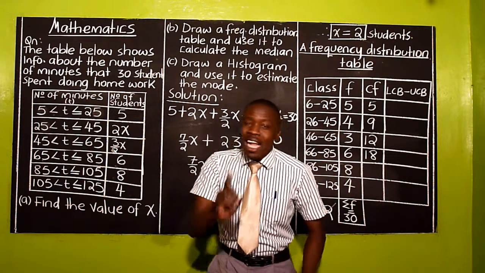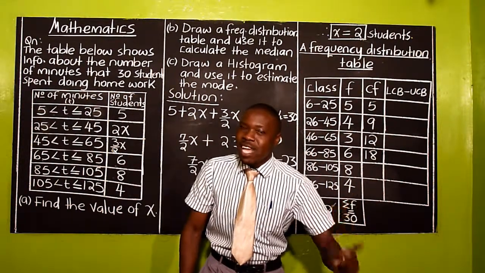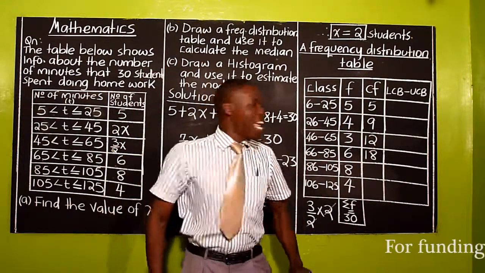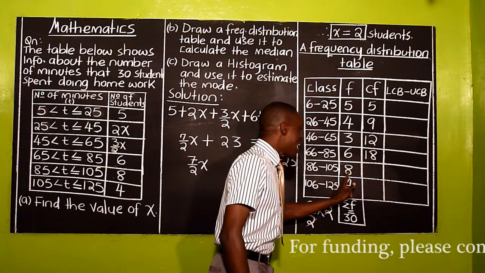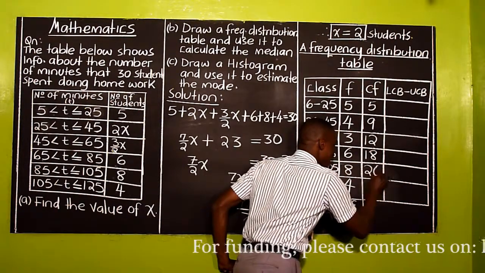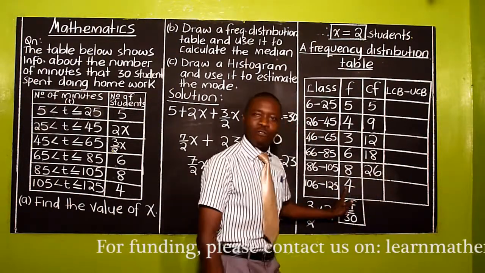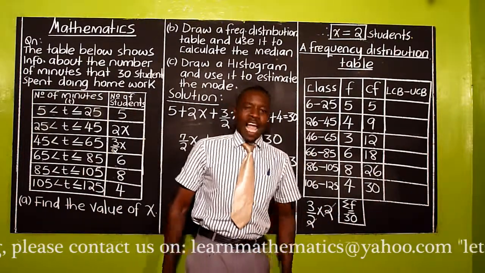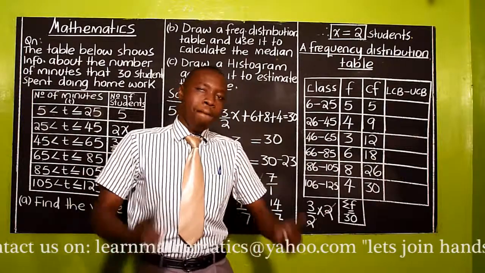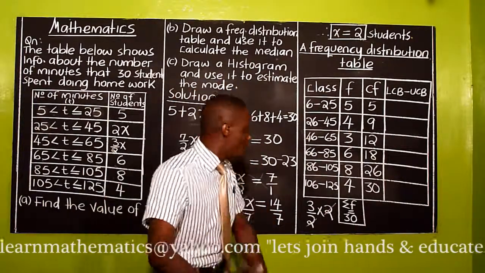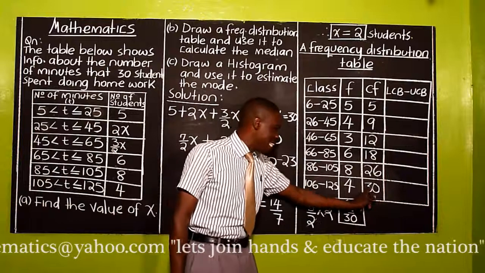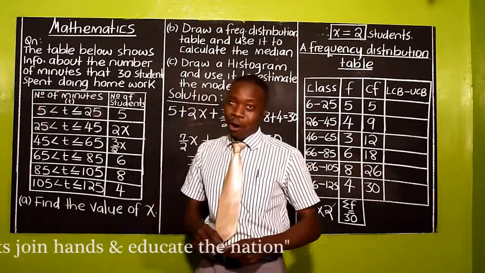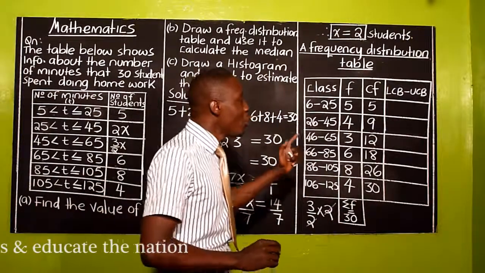And make sure that the last cumulative frequency must equal to the total of the frequencies. Now, 18 plus 8 to give us a 26. 26 plus 4 to give us a 30. As I told you, the last cumulative frequency must equal the total of the frequency. 30, 30.